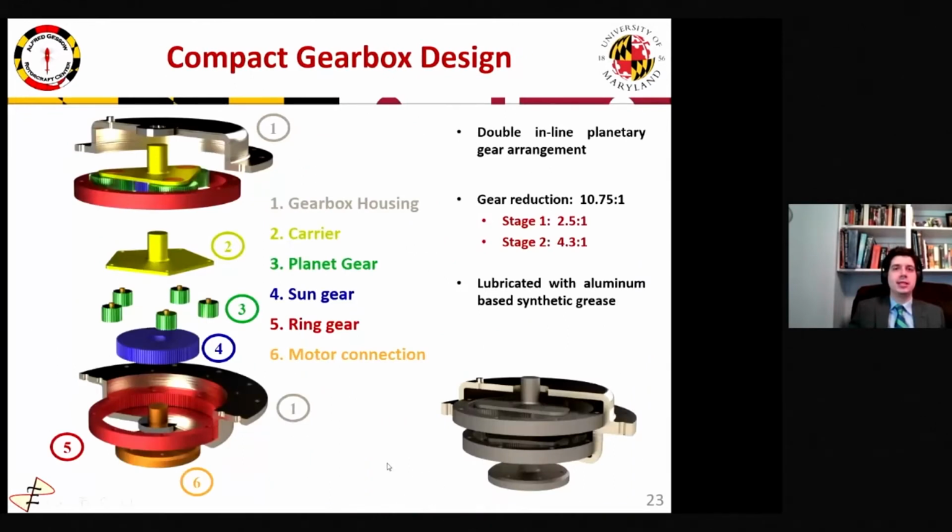This gearbox is a two-stage double inline planetary gear arrangement and reduces the motor's 4,000 RPM down to the rotor's 376 RPM, with a comparable step up in torque. And because the motor shaft is directly in line with the rotor shaft, there's no need for any bevel or helical gears in our transmission.